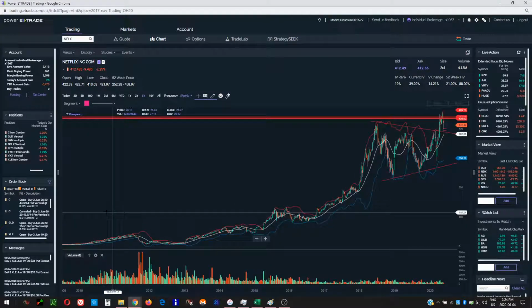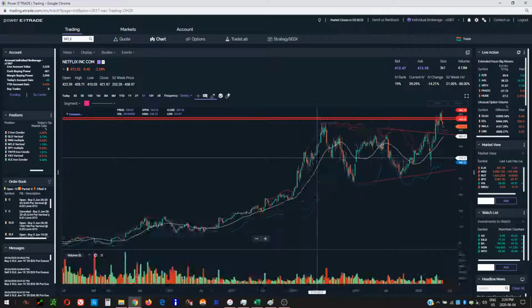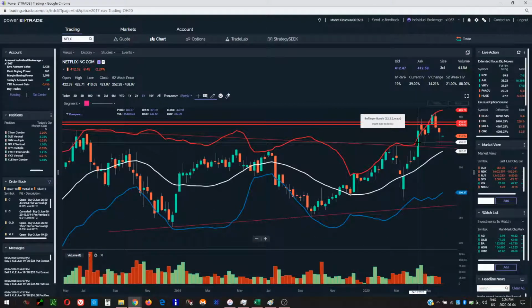This is 2010-11 down this end. You can see that Netflix has been trending up for quite a while. You had quite a big run up there, and you have price consolidating in this pennant pattern. And then subsequently you got a breakout here.